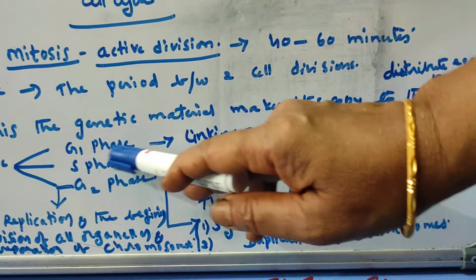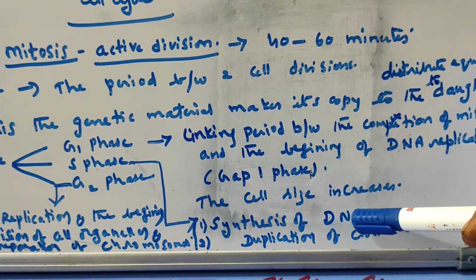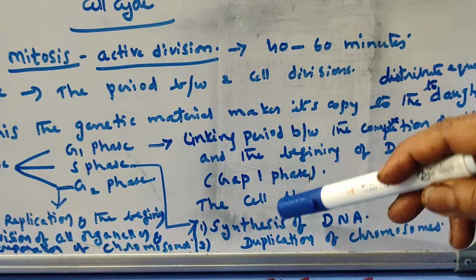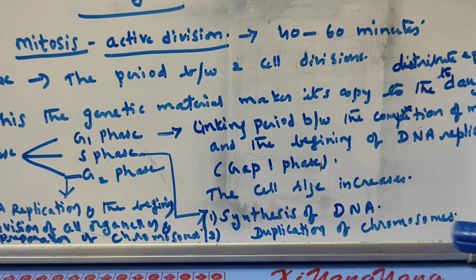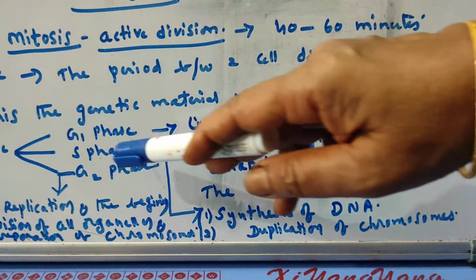Then next one is S phase, synthesis of DNA. So the duplication is nothing but synthesis, preparation of DNA. That should be done. So that happens in the S phase. And duplication of chromosomes also will be done. These two things will happen in S phase.